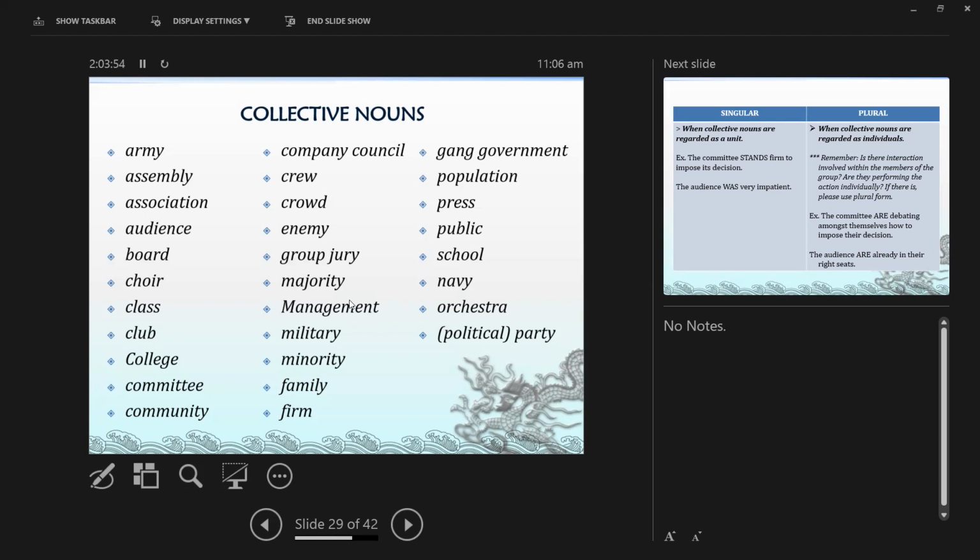Okay, the management is going to lower the rate of our unit. Okay, pero tama naman yung paggamit mo ng collective noun. The management is going to. Okay, tama yan. Singular kasi yung is. Diba? Okay, can I check?